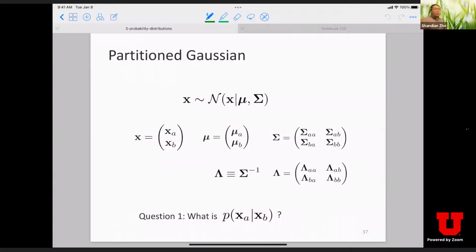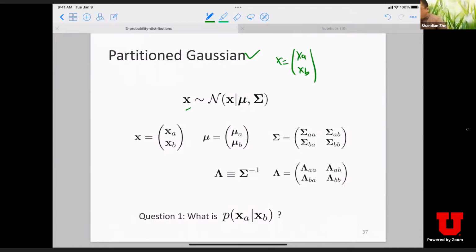Okay, next we'll proceed to another very important property of the Gaussian distribution, especially the multivariate Gaussian distribution. We call it the partitioned Gaussian. So what is a partitioned Gaussian? Like we just mentioned, our x is a vector. Suppose I partition this x vector into two subvectors, represented by x_a and x_b.